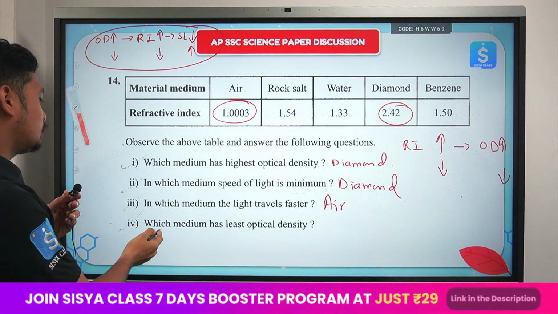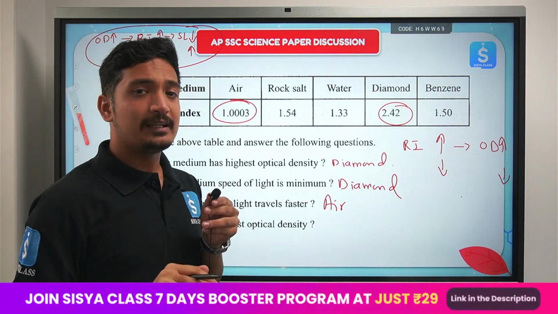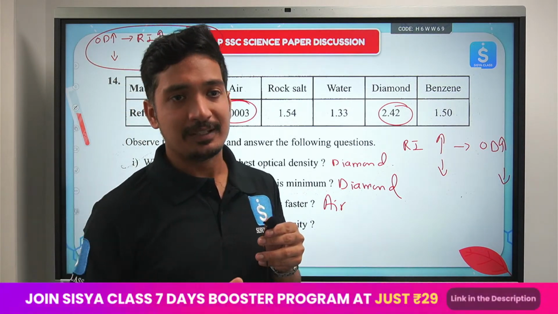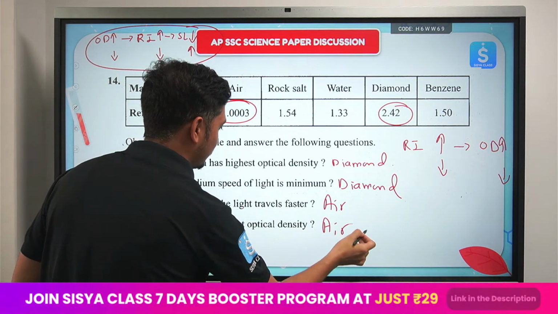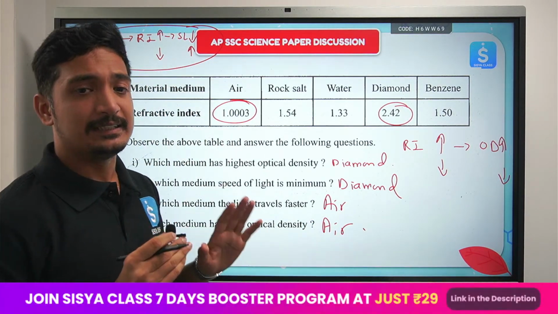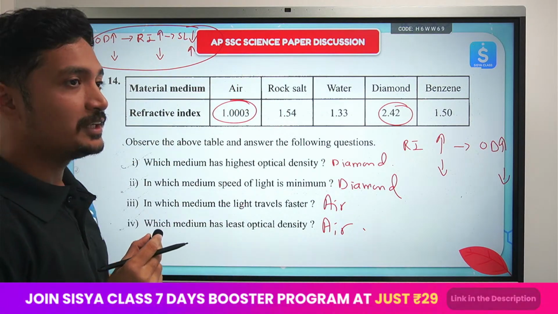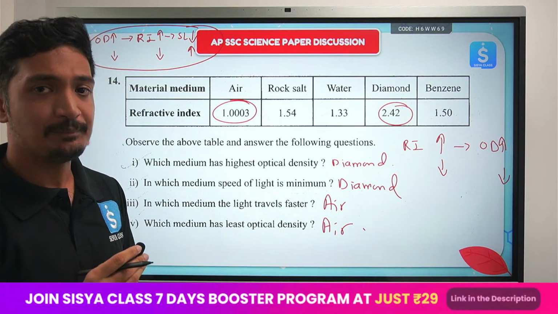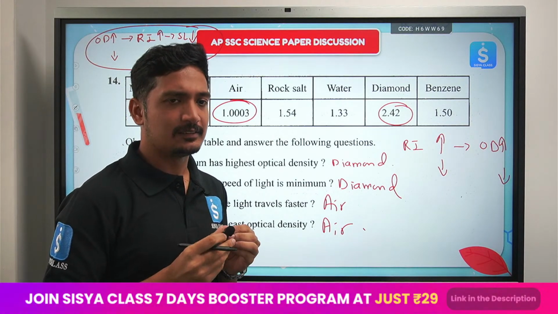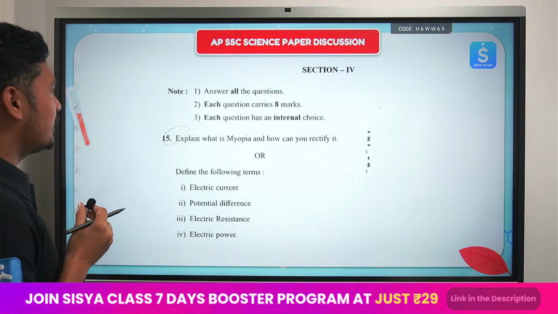And then the fourth question: which medium has the least optical density? Least optical density means least refractive index, and the least refractive index is again air, so the answer is air. So super easy, if you are clear with this, then answering this question will be super easy. So the answers are diamond, diamond, air, air. I believe this is easy and clear to understand for all of you. Moving ahead to the next part.